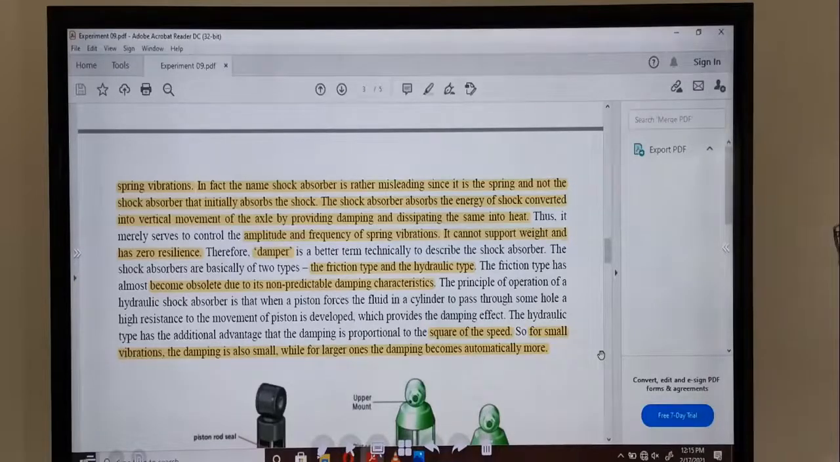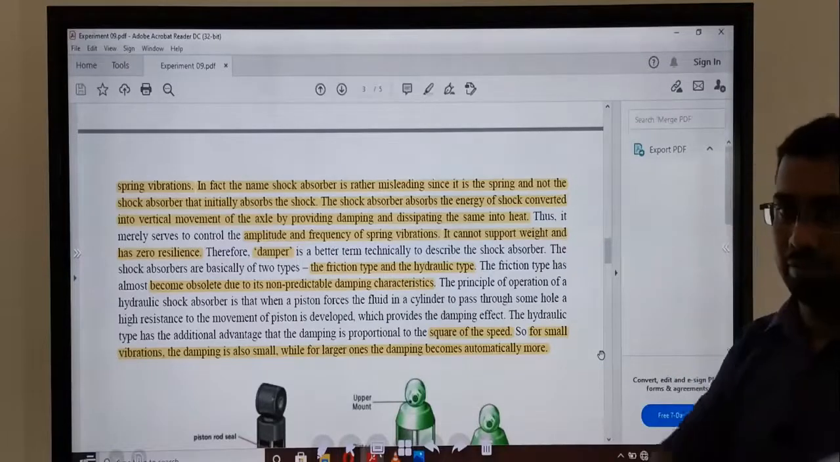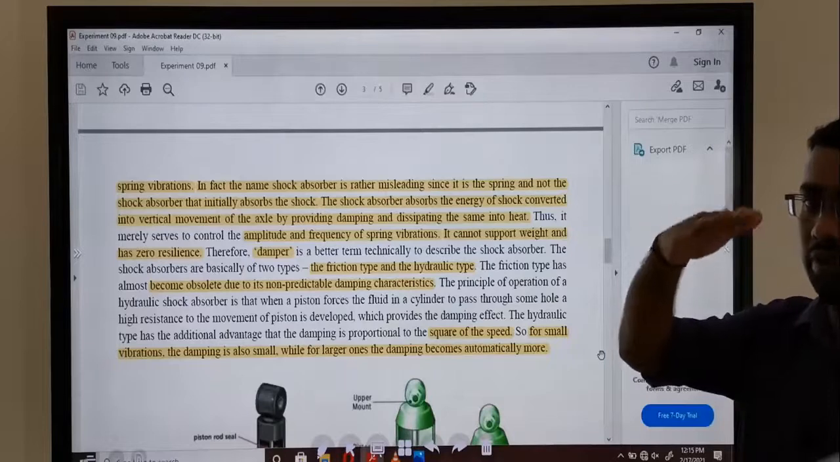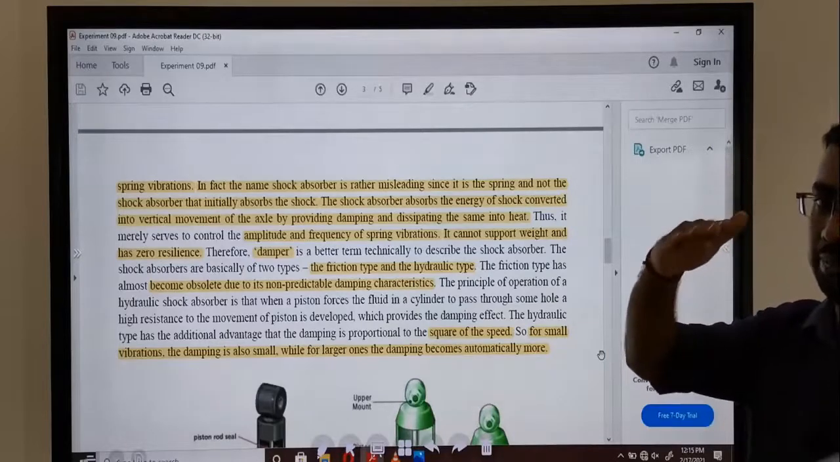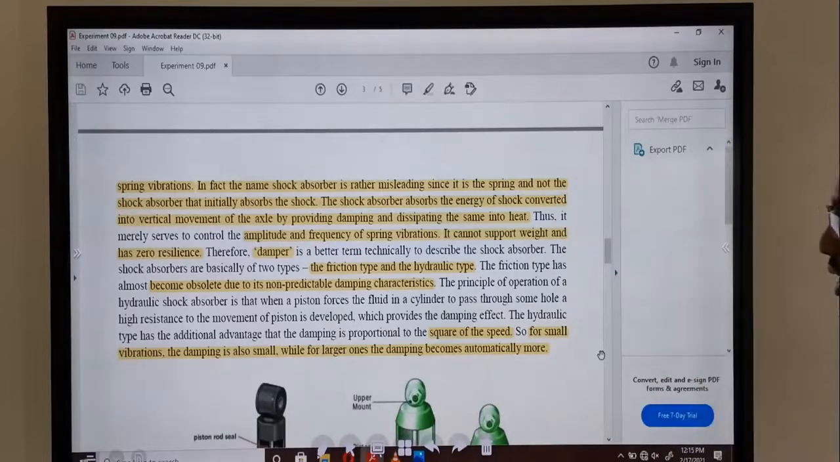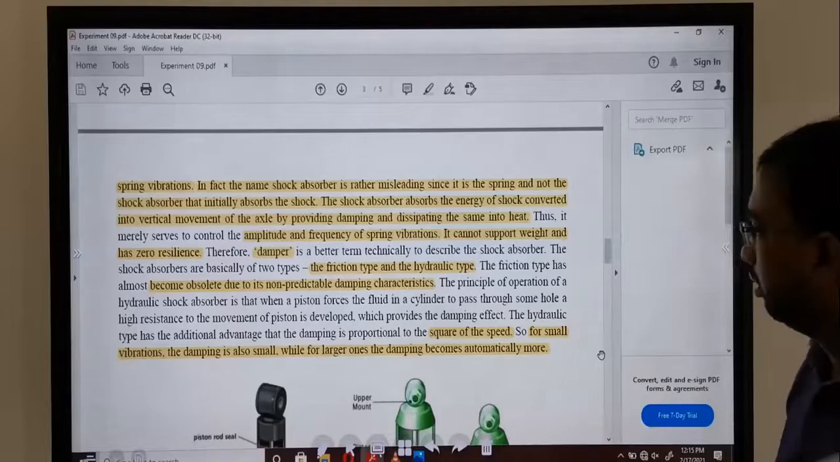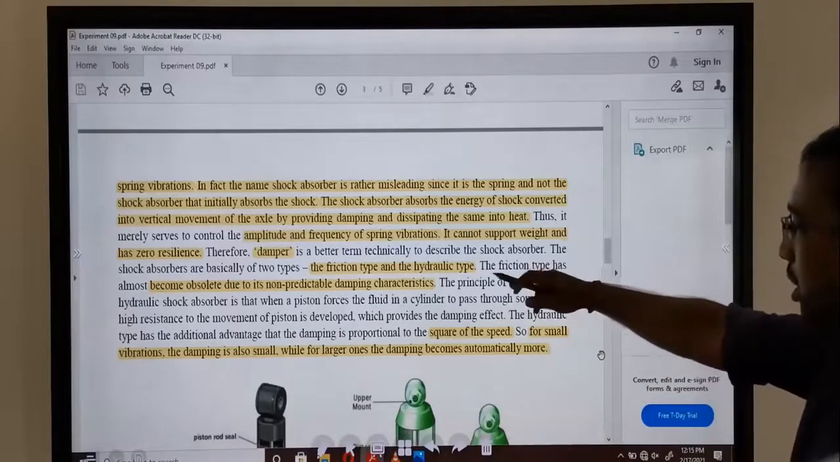If we add more weight in the vehicle, this kind of damper has a particular limit of weight. It can absorb a maximum of this amount of weight. So it cannot support the vehicle, and it has zero resilience, so it cannot control the resilience either. So damper is the better term, as I already told.